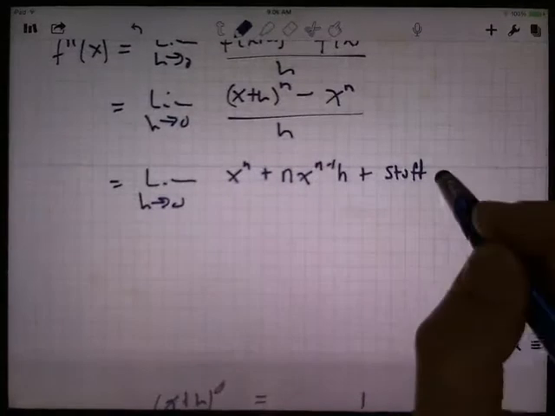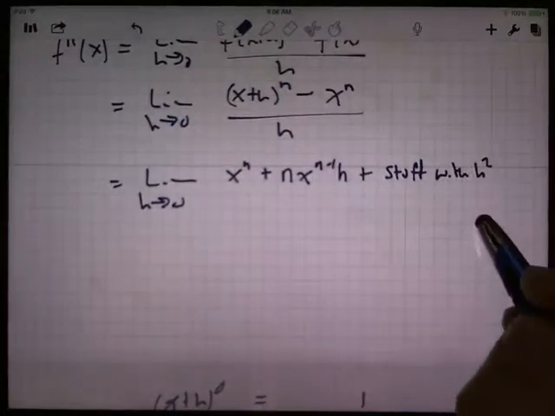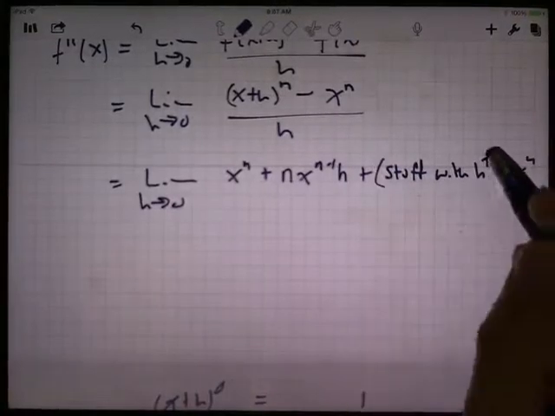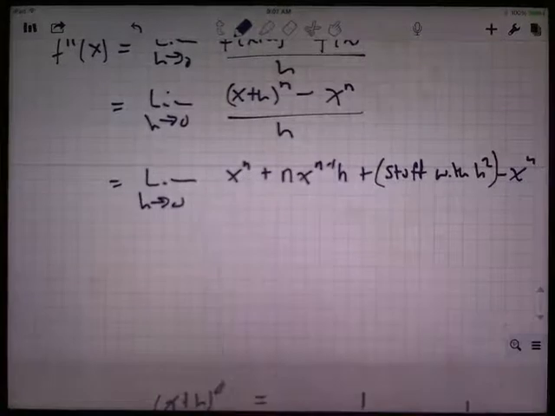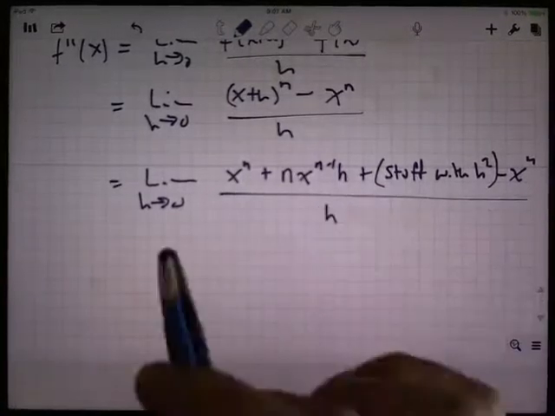I want to call this stuff with h squared, and then I've got that minus x to the n. There's a bunch of stuff there, depending on how big n is. And then it's all over h. The point is, it's all going to go away when h goes to 0.